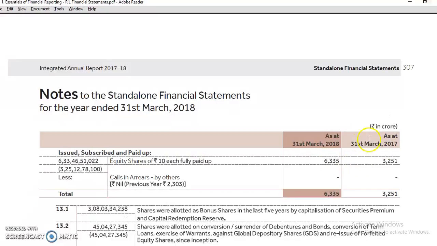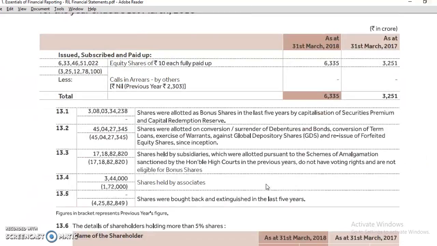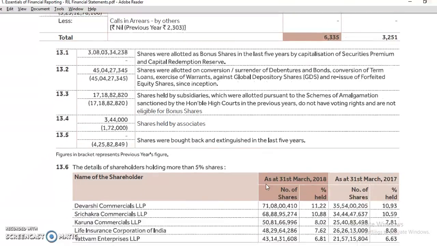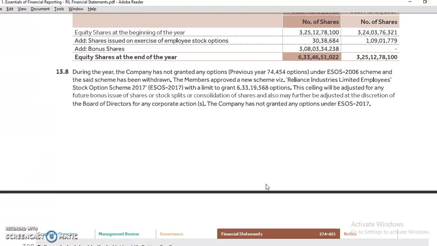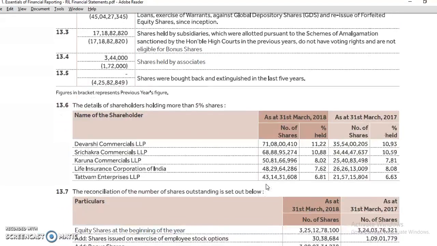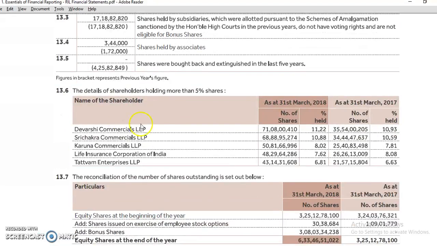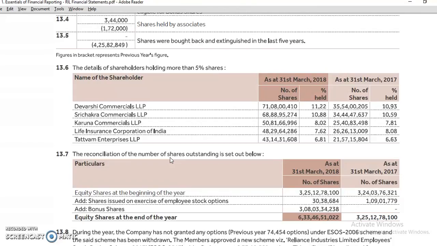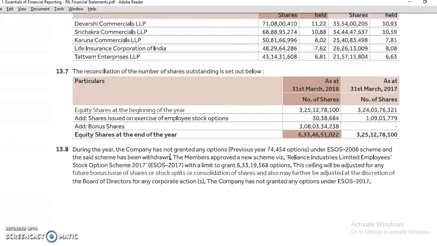Issued, paid up, and subscribed. So previous year it was 3251, this year it is 6331. And how it increased, here you can see what happened during the year, why it was increased. So here are the details of some major shareholders who hold more than 5% of the shares in the company. These are again only stock exchange listing requirements, not necessarily details that have to be shown in the financial statements.